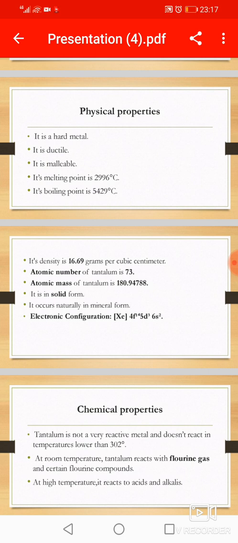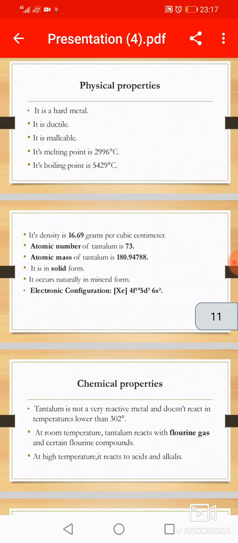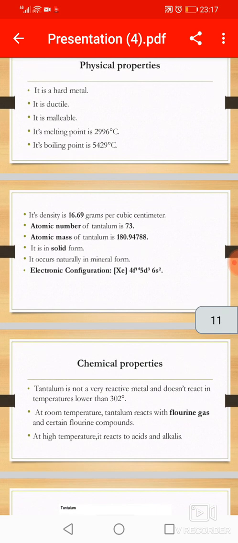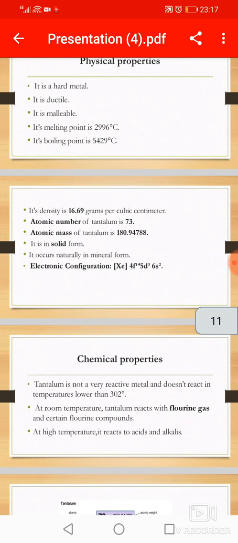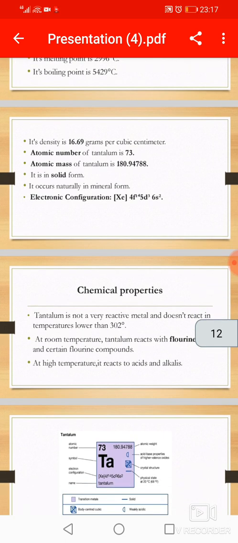Like most metals, tantalum forms a thin but dense protective oxide layer when exposed to the atmosphere. At room temperature, tantalum reacts with fluorine gas and certain fluorine compounds. At high temperature, it reacts with acids and alkalis.